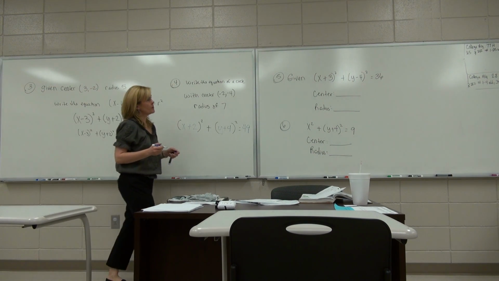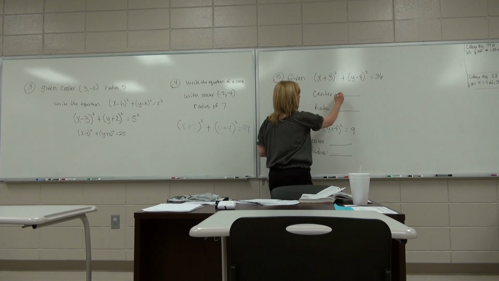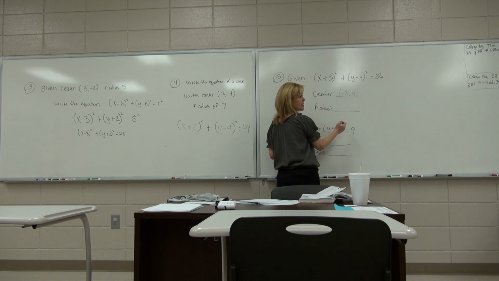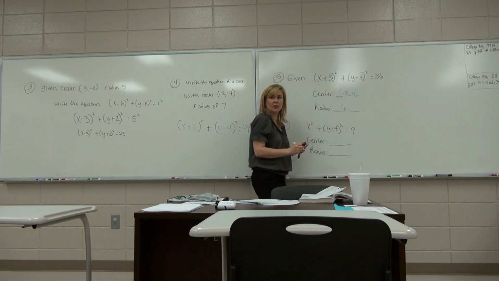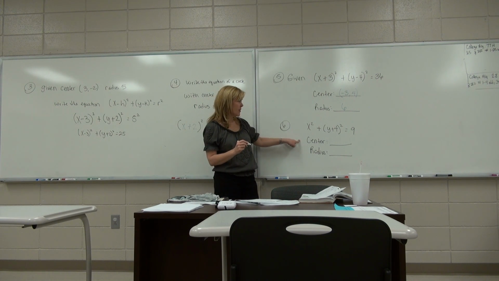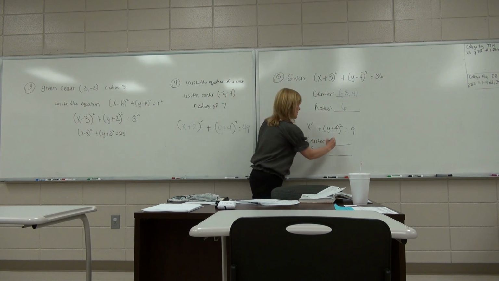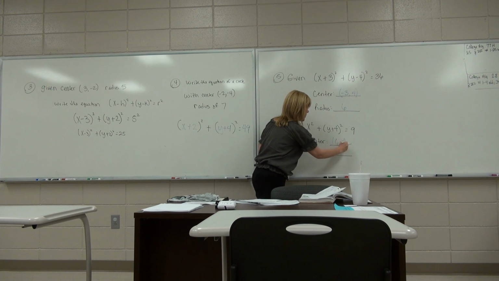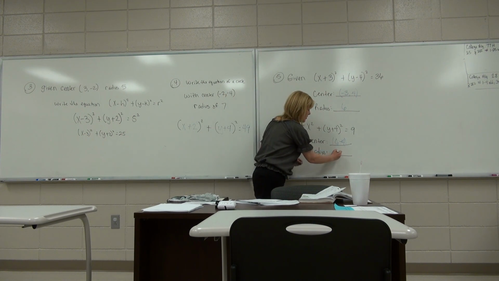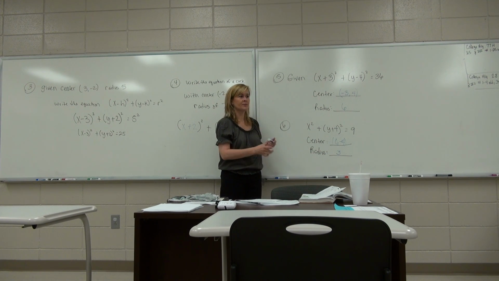Alright, let's look at this one. Number 5. The center would be what? -3, 4. What's the radius going to be? 6. Oh, you're good. Alright, what's the center on this one? 0, -4. Because this x doesn't have anything being added or subtracted, so the x coordinate has to be 0. What's the radius? 3. Alright, everybody good there?